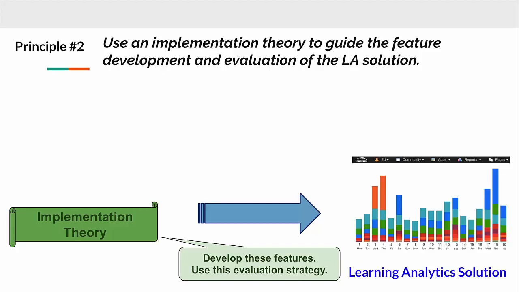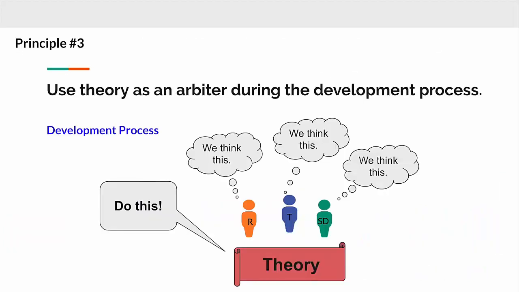The second principle is to use an implementation theory to guide the feature development and evaluation of the learning solution. So for example, we drew upon the LAID framework to present the data that would create opportunities for teachers to engage in absolute comparison and relative comparison so they could really probe the data and gain additional insight into their students' learning and the needs that their students might be having. And the third principle is to use theory as an arbiter during the development process.